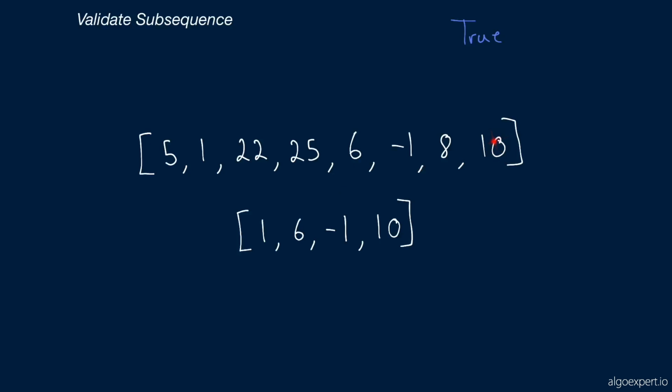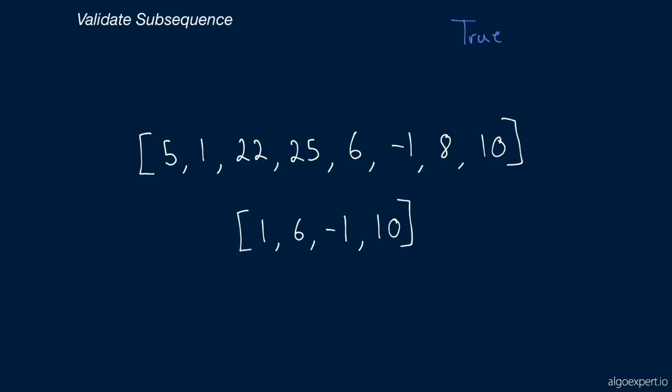And another way to think about subsequences when we're dealing with arrays is, in order for an array to be a valid subsequence of another array, all of the integers in the potential subsequence have to not only appear in the original array, but they also have to appear in the same order. They don't necessarily have to be adjacent.